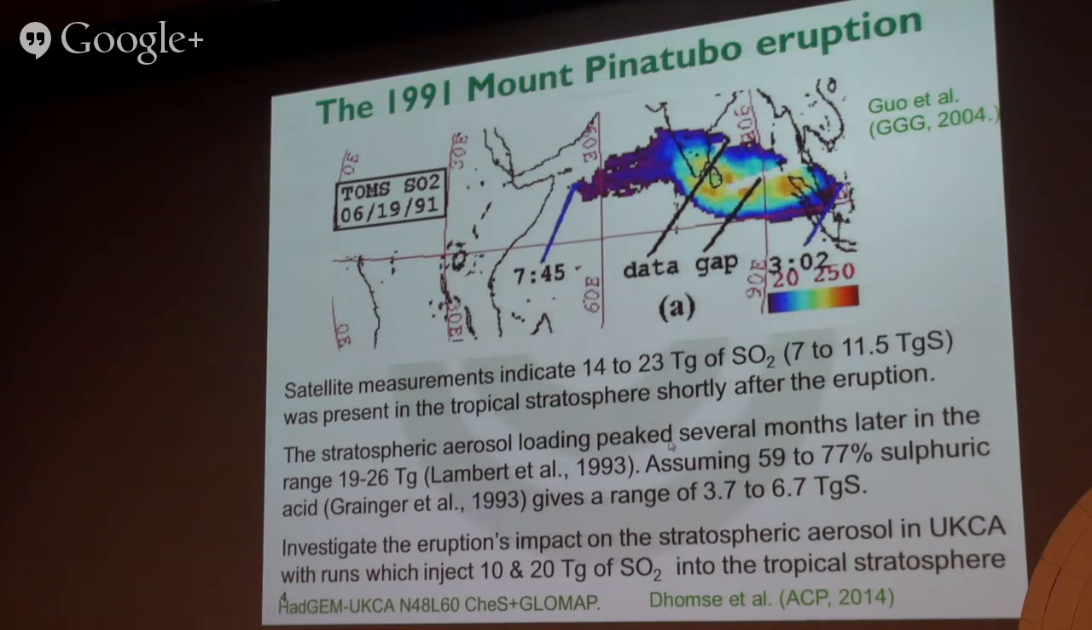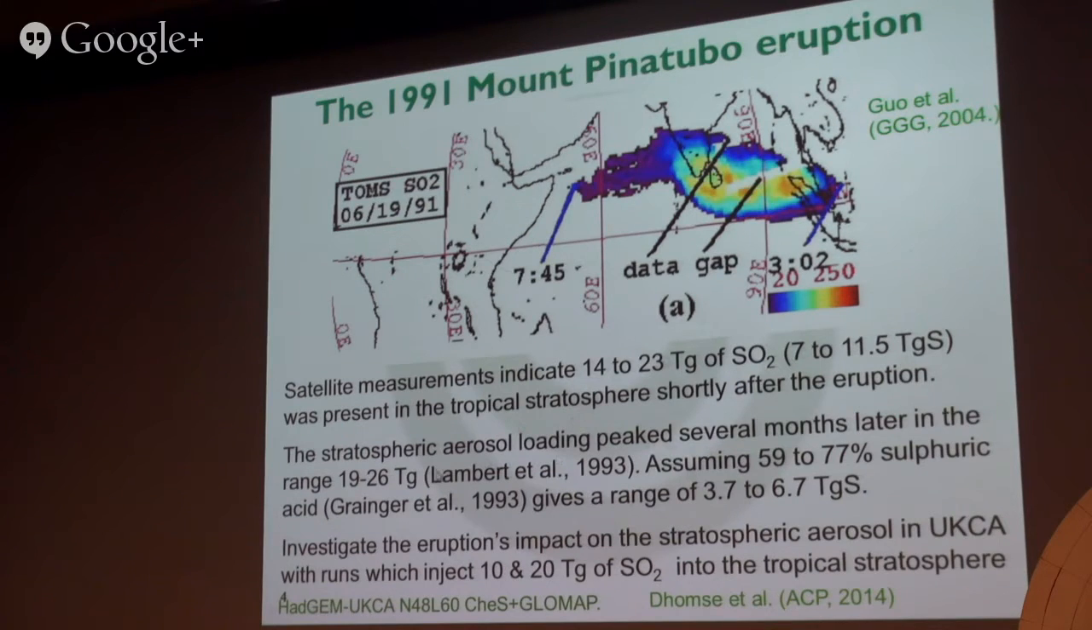I'll now talk about some experiments we've done of the Pinatubo eruption in our model. And I thought, first of all, it's worth considering the satellite range of SO2 amounts in the stratosphere that was present after the eruption. The satellite measurements indicate between about 14 and 23 teragrams of SO2 was present. So when the models are simulating the evolution of the aerosol interactively, they tend to inject some SO2 around this range.